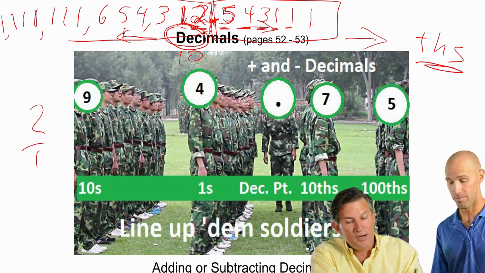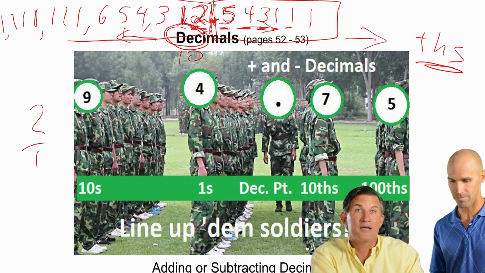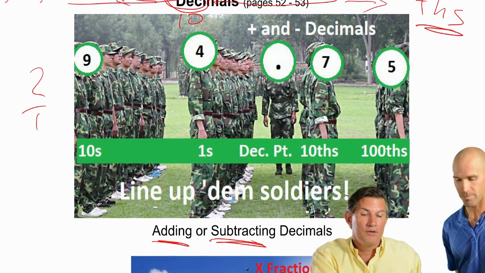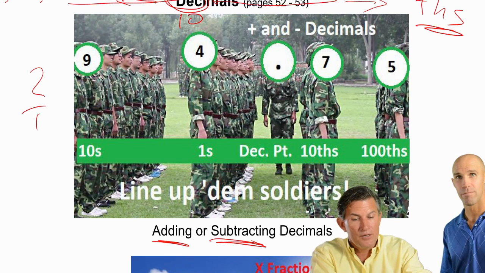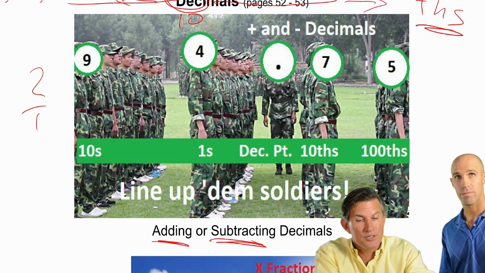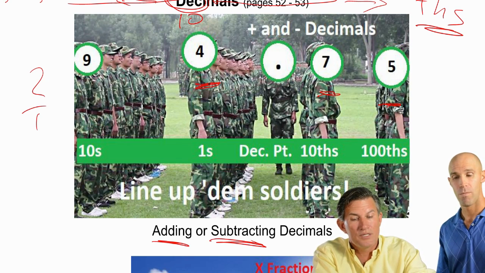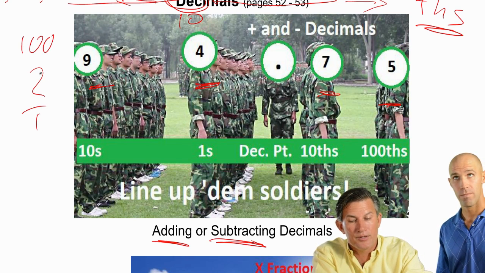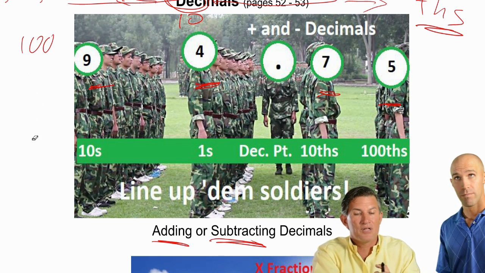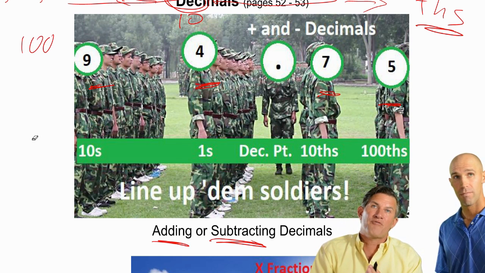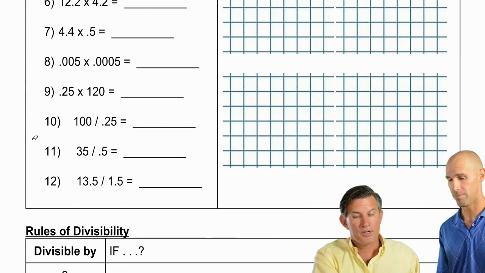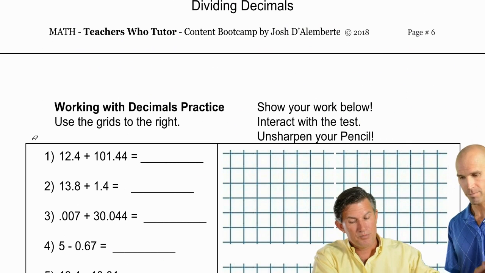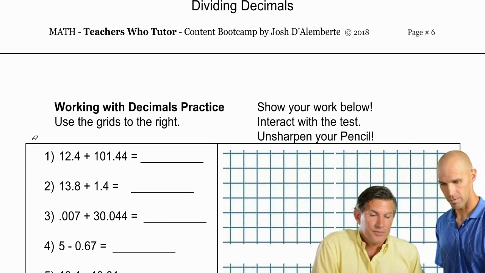All right. So how do you add and subtract with decimals? Basically, you just line up them soldiers. Here's your decimal point, the drill sergeant. Here's your tenths, here's your hundredths, and here's your ones, and here's your tens, and your hundreds would go here. You just have to line them all up as if you were using graph paper. All right, do you want to try it? Let's try a couple. 12.4.